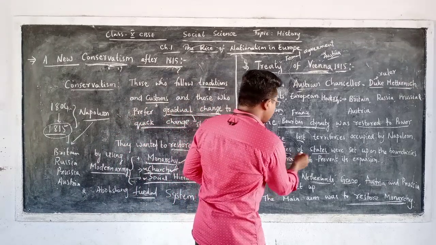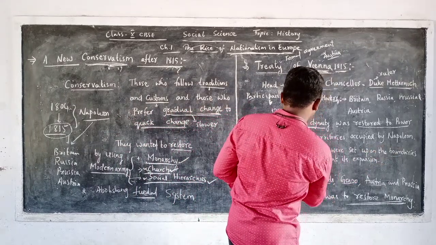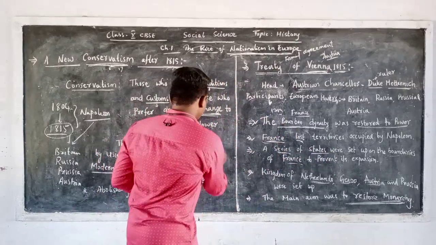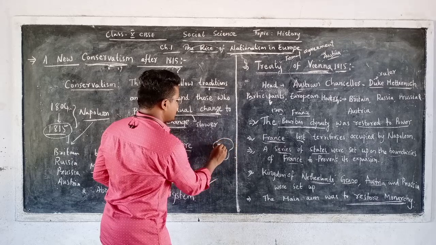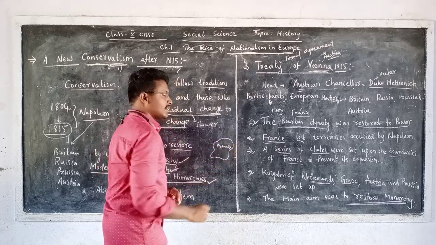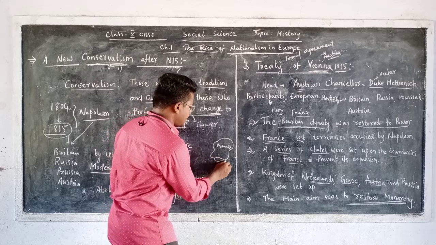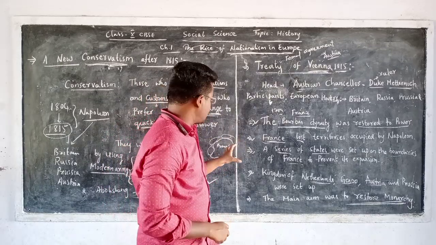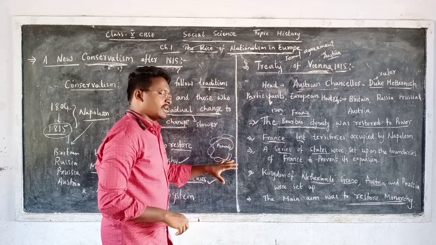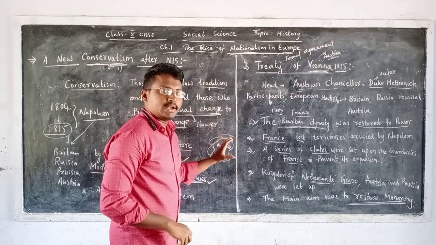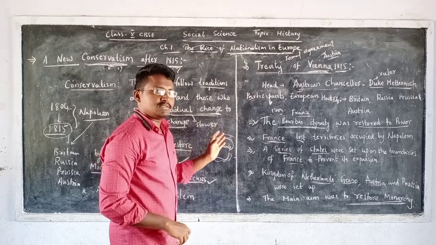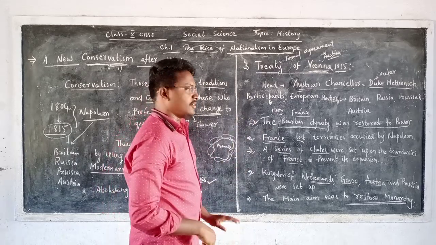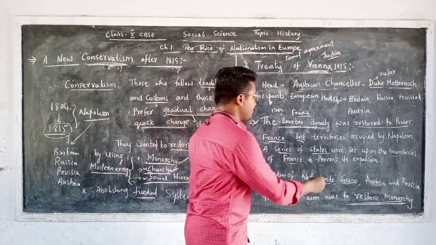Third thing, a series of states were set up on the boundaries of France to prevent its expansion. That means, for example, if this country is France, what they have done is that they have set up certain states on the boundaries of France. Why they have set this up on the boundaries of France is that they don't want France to expand in future. That means they don't want to spread this French kingdom. So that is why they have set up some of the states.